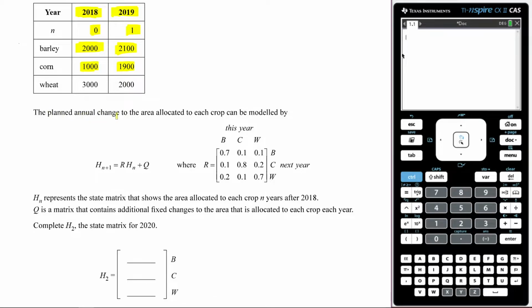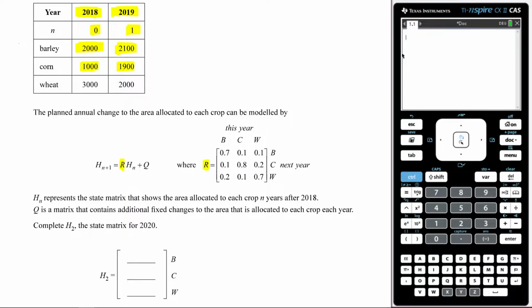The planned annual change to the area allocated to each crop can be modeled by this right here. Now, we're given a few things here. We're given R. Now, R is this. Looking at this, you should see that this is a transition matrix. Don't be thrown by the fact that they've denoted it with an R. It's still a transition matrix.